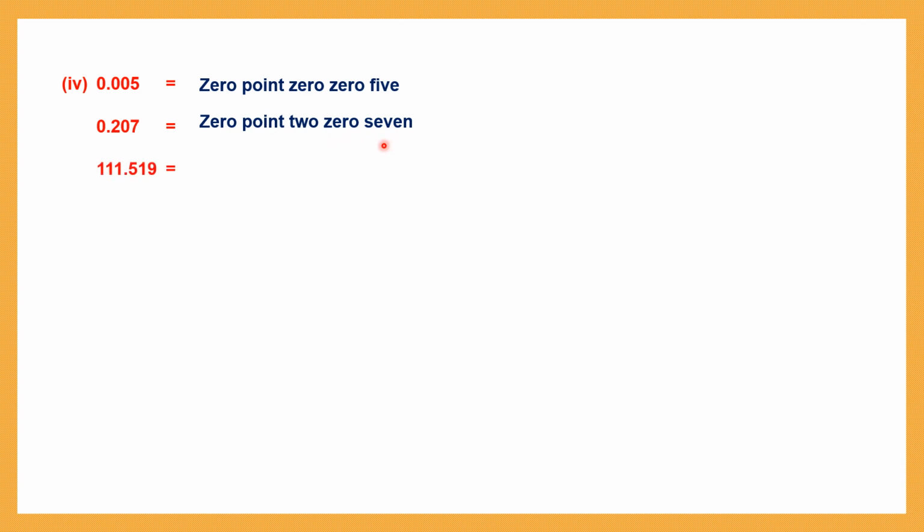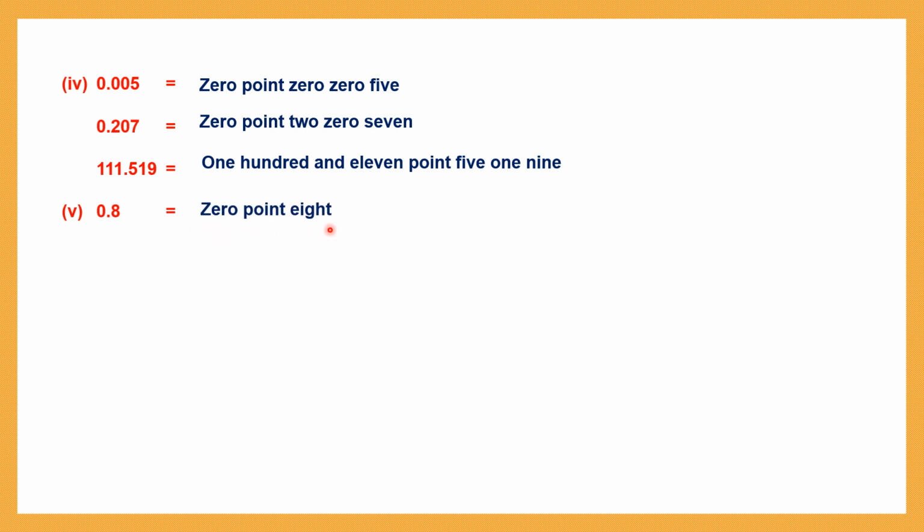Next one, 0.005. So we have it here 0.005. Then 0. This is not 207. 0.207. We have to read each digit separately. Next one, 111. Whole number should be read fully. 0.519. So 111.519. 0.8.